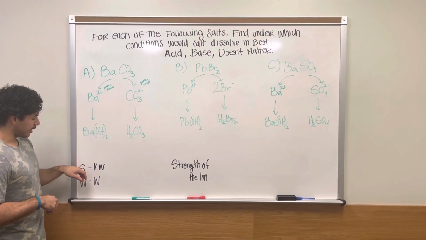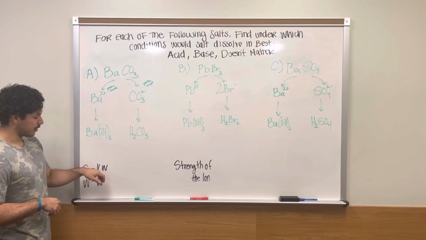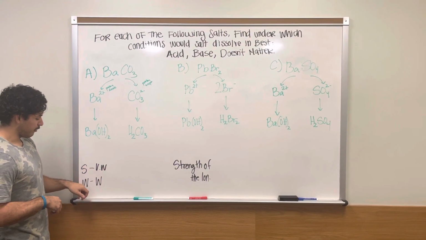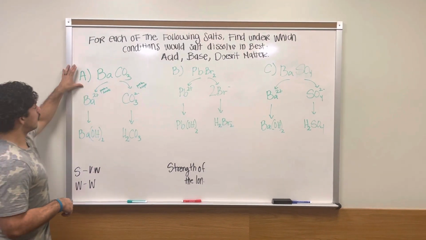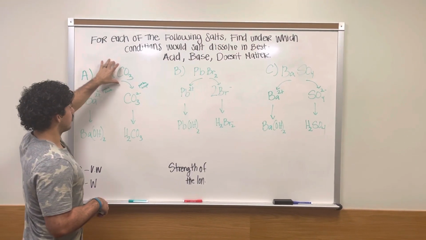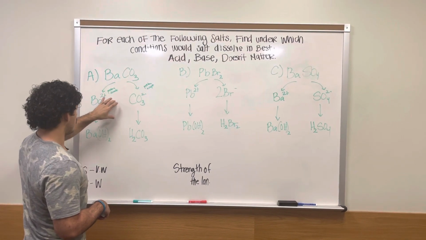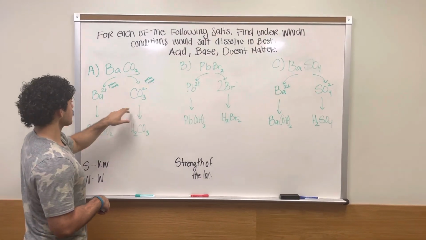So if we have a strong acid or base, then we know that its conjugate pair is going to be very weak. And if we have a weak acid or base, then we know its conjugate pair is going to be weak as well. So diving into the first one, we have barium carbonate. It splits up into the two ions, barium and carbonate ion.